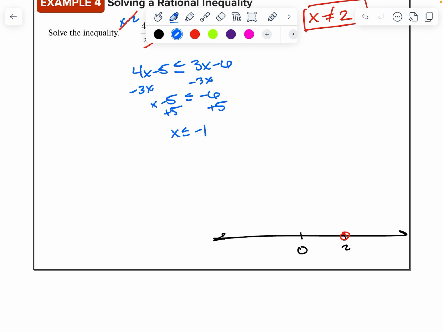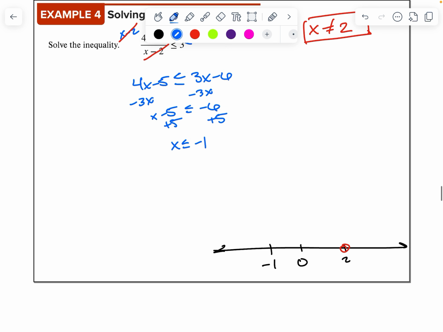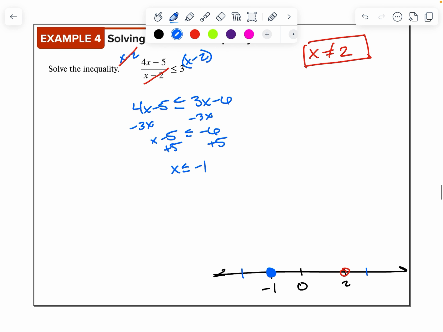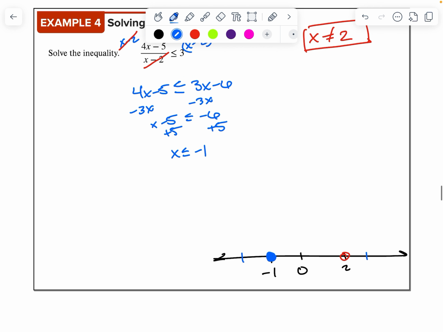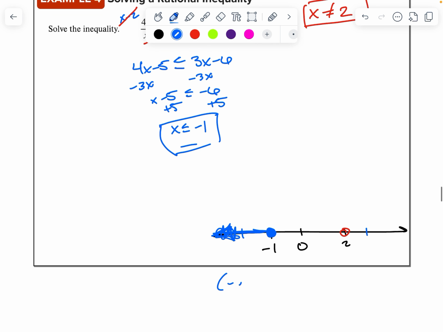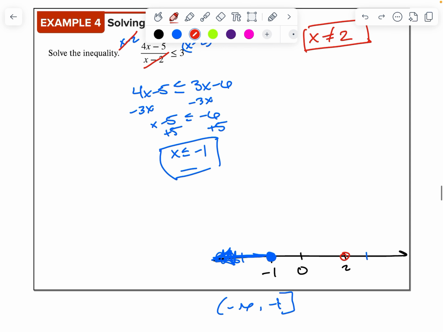And so negative 1 is my next critical point. It's less than or equal to, so I can put a closed circle. And again, I can just check points. Here, since my statement at the bottom explicitly says x is less than or equal to negative 1, I know I'm going to be shading to the left. And so my interval notation for this solution is everything from negative infinity to negative 1. And it just so happens we don't even have to worry about the 2 because that's outside of that range, right? It's not inside that range. It's not going to affect us.